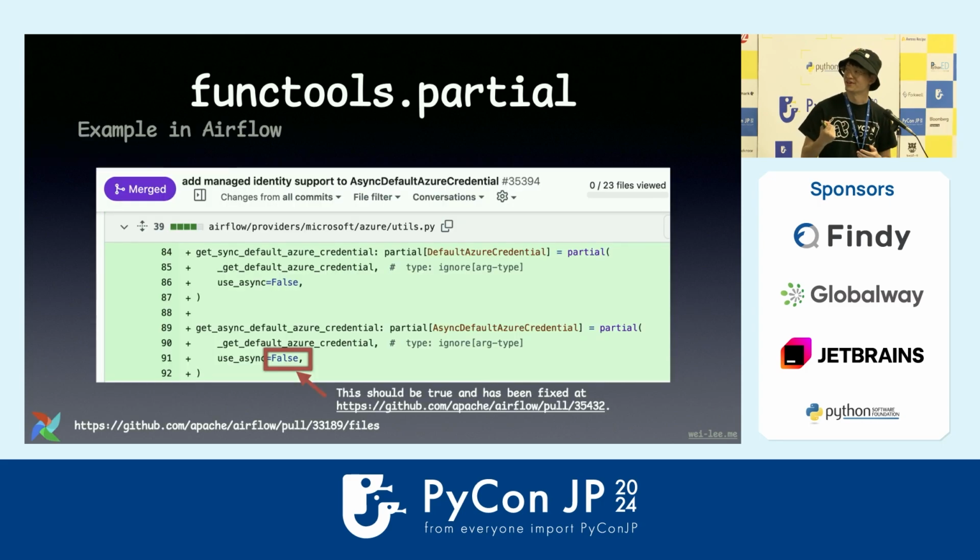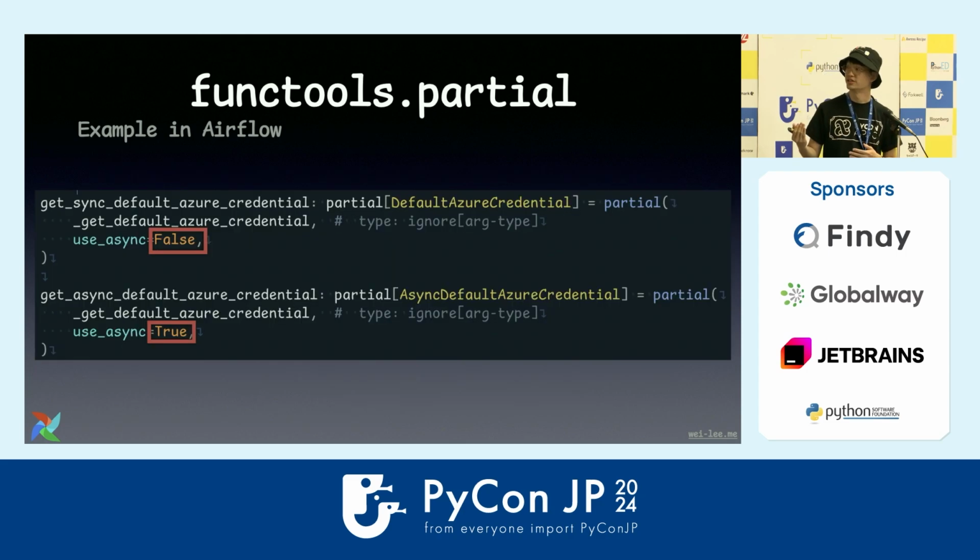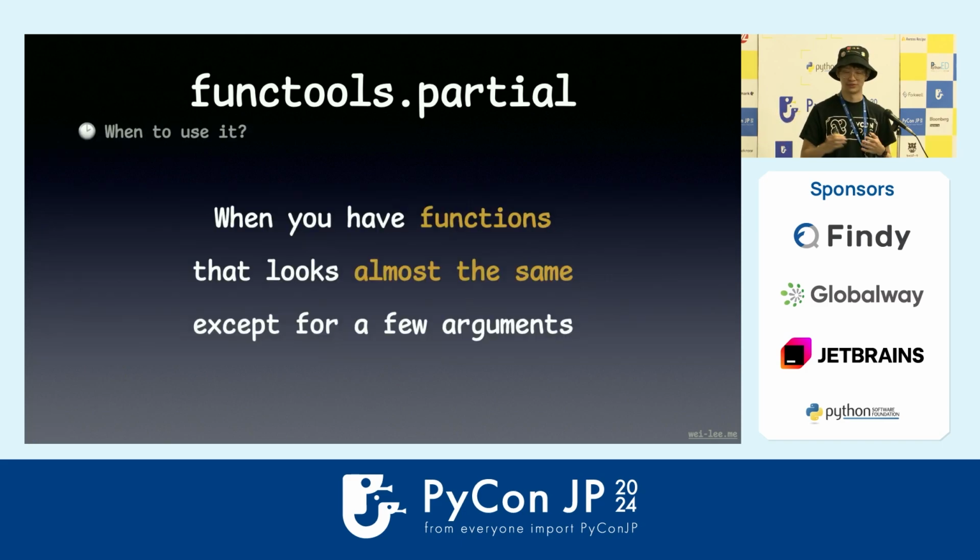And of course, this is used in Airflow as well. But there's an error there, because it is supposed to be true, but I created another pull request to fix that. So the code here is actually we fix the value use async. So we now create two functions based on the underscore get default Azure credential. So it's much easier for us to create two functions that are pretty much the same, with only one argument different. So that's when we can use this.